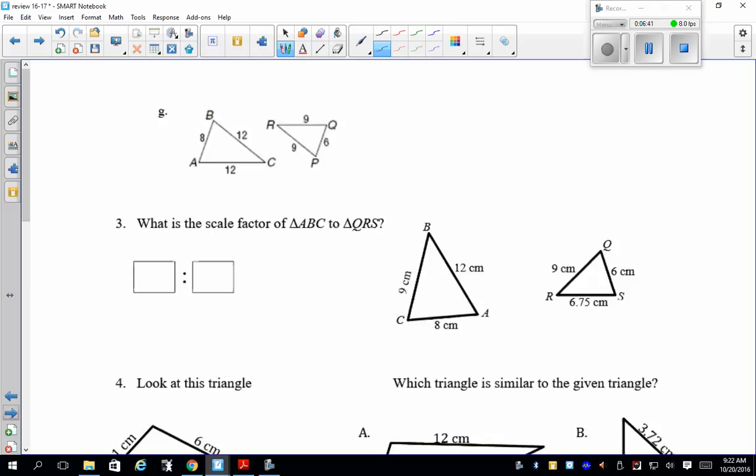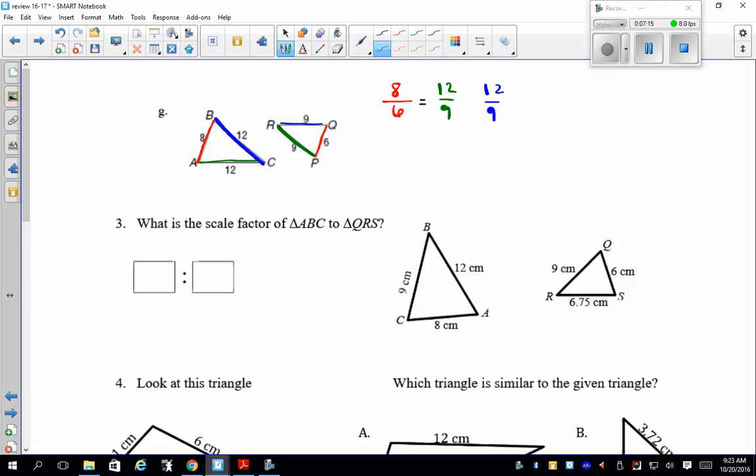Okay, part G, I have three sides, so I need to match up sides again. I am going to start with the smallest number, just like I have been. 8 needs to match up with 6. And if these are similar, that should be equal to 12 over 9. The other side is also going to be 12 over 9. I don't need to check it twice, but I just want to write it so that we know.